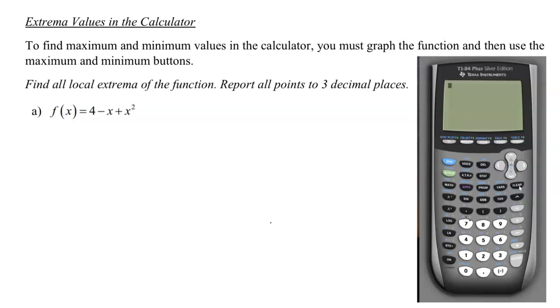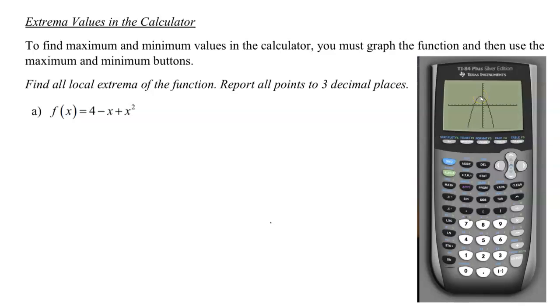Okay, for letter A, in order to find the local extrema, which just means maximum or minimum value, we're going to start by going to y equals and plugging in this function. And so we have 4 minus x squared. And we're just going to graph that on the standard viewing window. And so I can see that this function has a maximum located right here.